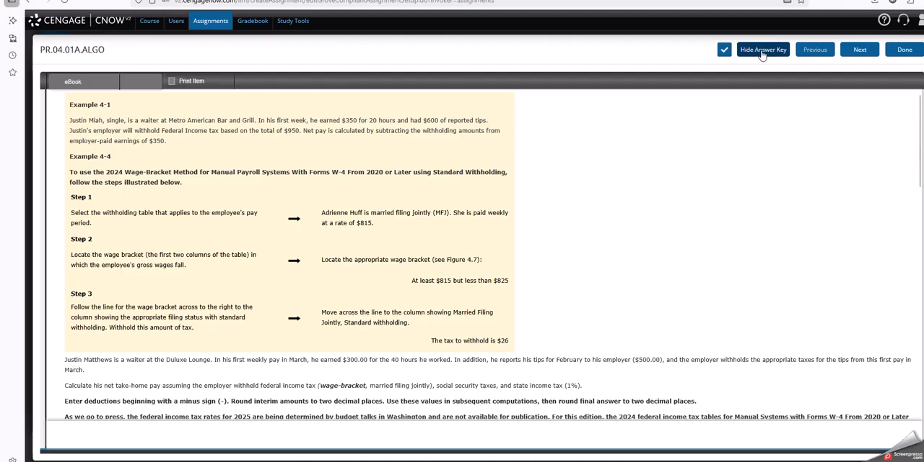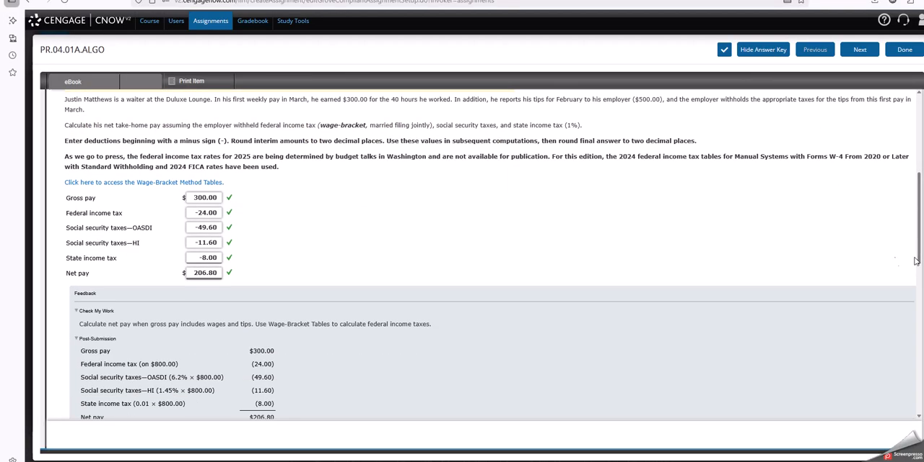So now if I pop those in, let's go down. So then you can see they're all there. So the $24 we looked up, these are the numbers that we calculated. Again, taking the 800 times the 0.062 for our OASDI, and then the 1.45% for the Medicare or the HI, and then 1% for the state.